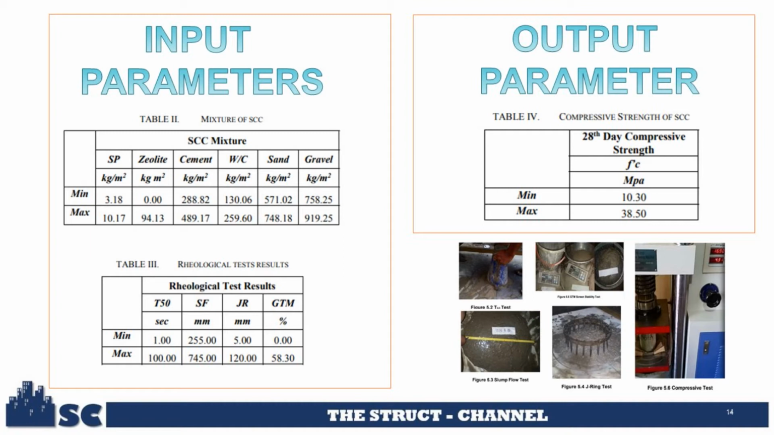The 28-day compressive strength, as shown in the figure, is the target or the output parameter for this model. The compressive strength ranges from 10.3 megapascal up to 38.5 megapascal based on the cylindrical samples. Also shown in this figure are the different tests being done for this experiment.